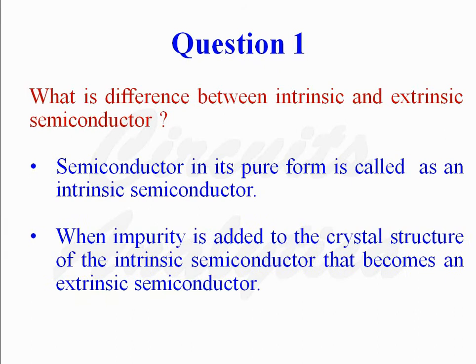What is the difference between intrinsic and extrinsic semiconductor? Semiconductor in its pure form is called an intrinsic semiconductor. When impurity is added to the crystal structure of the intrinsic semiconductor, that becomes an extrinsic semiconductor.